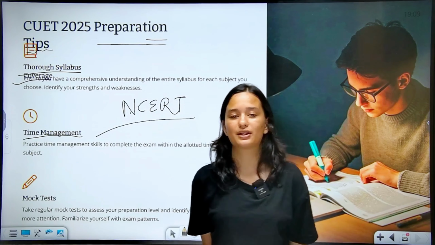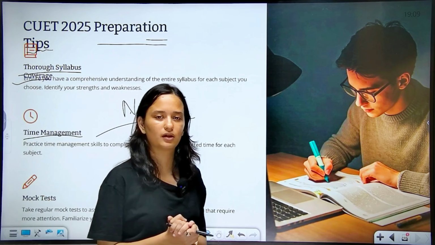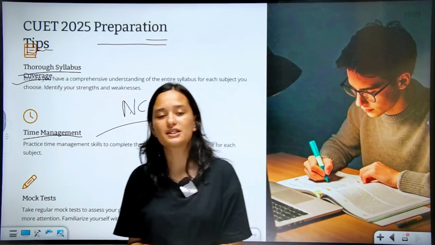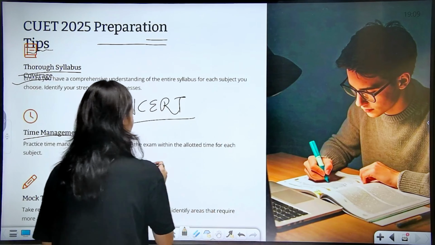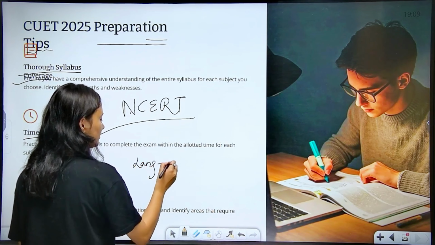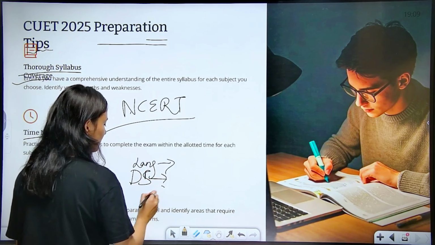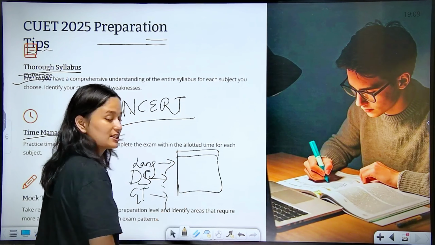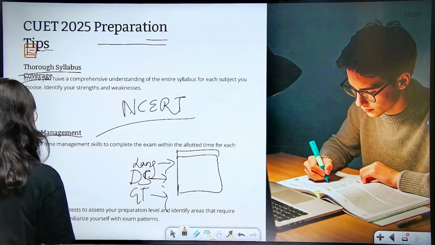So how must you utilize your time in these months between now and your examination? You must plan out how many units you must complete, how much time you should give to the language part, how much time to your domain-specific subjects, and how much time to your general test. You must make a complete timetable for that. It's very important, because unless you do that, you will not be able to complete your syllabus in time.